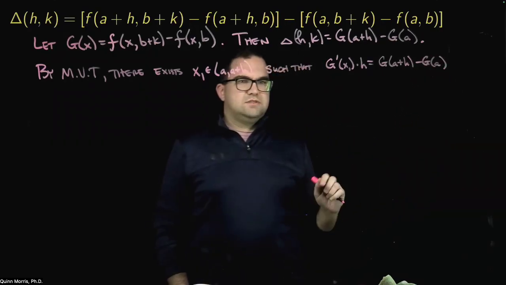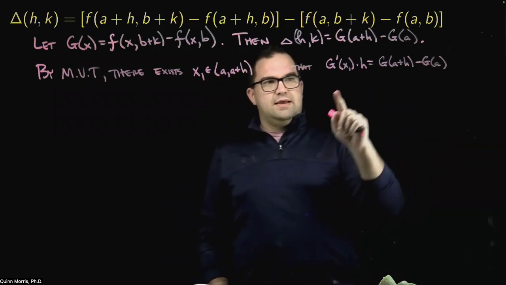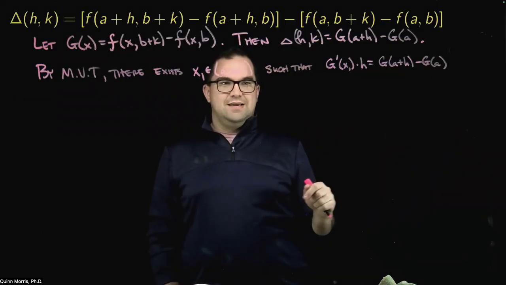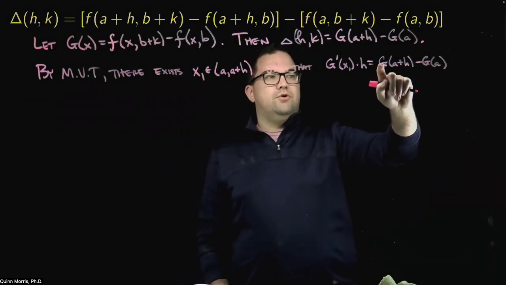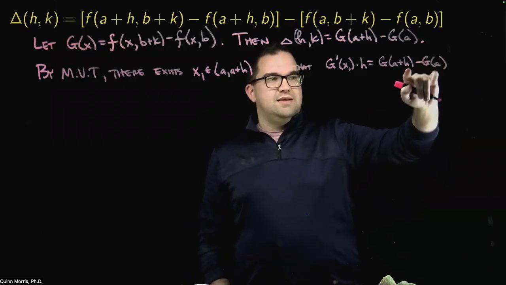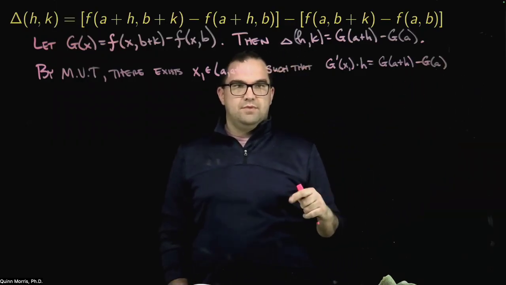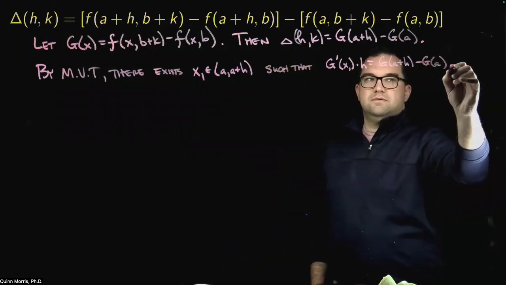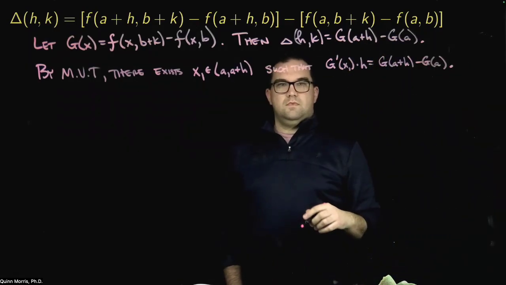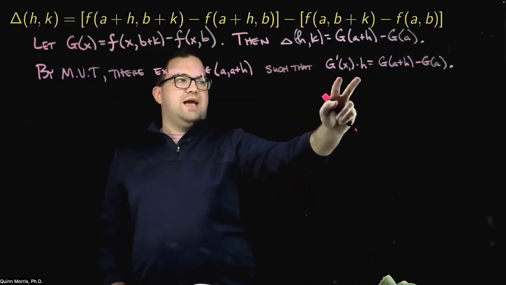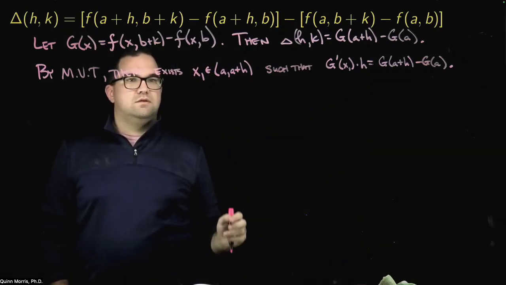Now, if this maybe isn't immediately clicking, if you divide both sides by h, this is maybe the form you're used to seeing it in. G prime of x1 is equal to g of a plus h minus g of a over the difference between these, which is just h. Okay, but I've just reformulated this here because I want to rewrite it using this. So we now really have delta hk is equal to this.